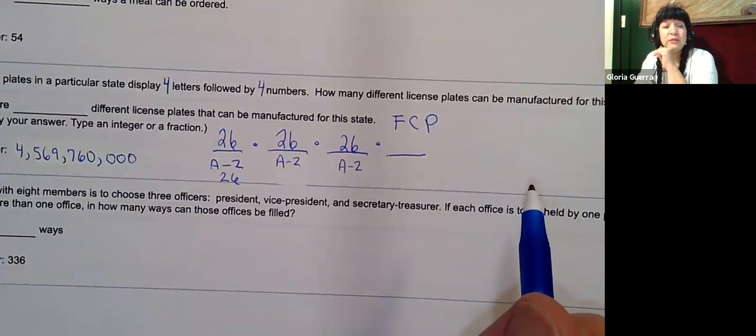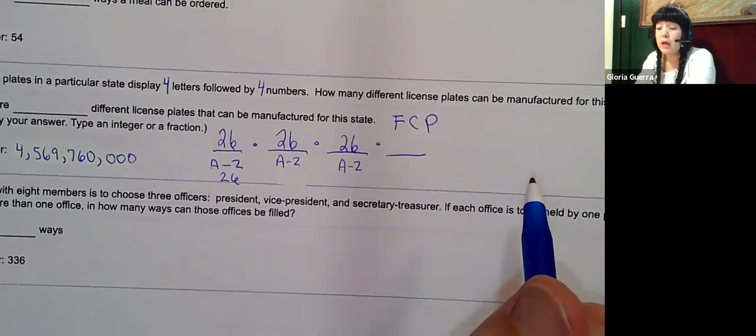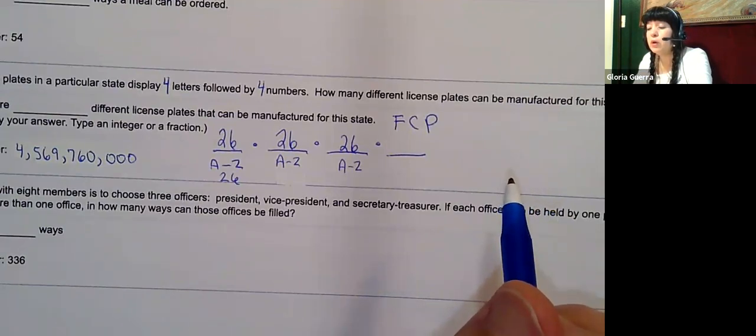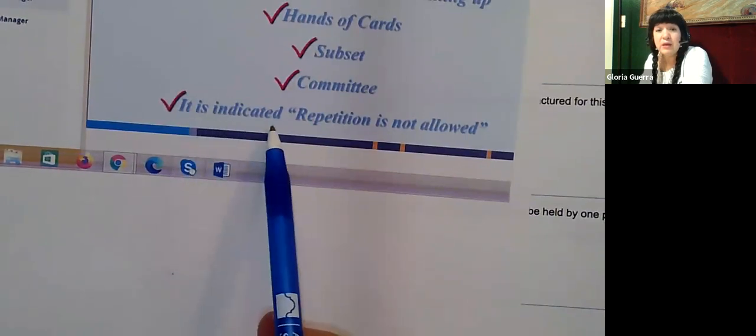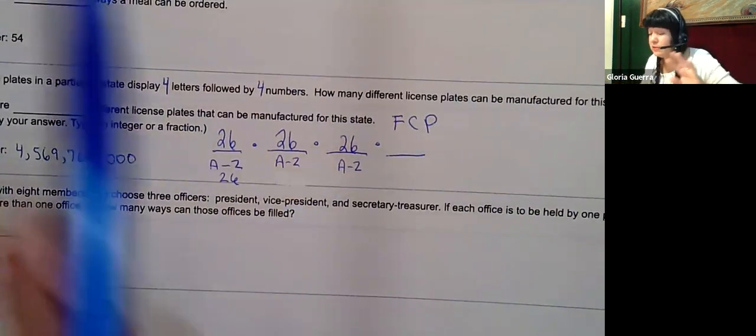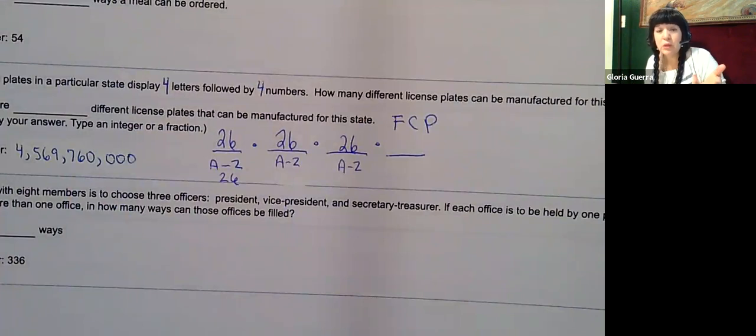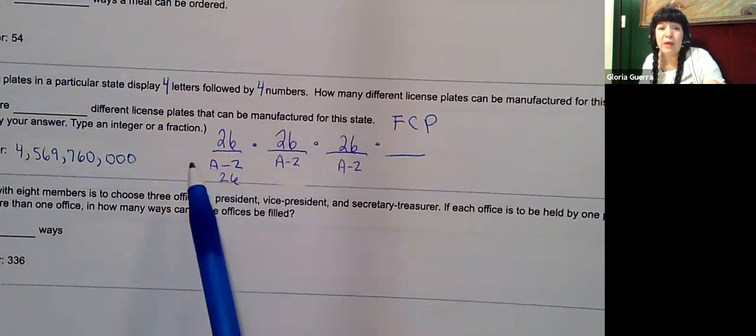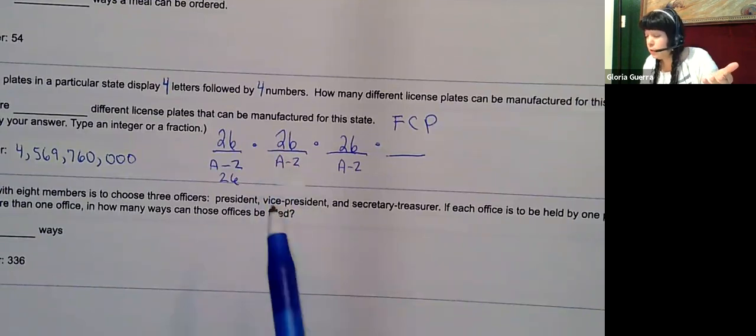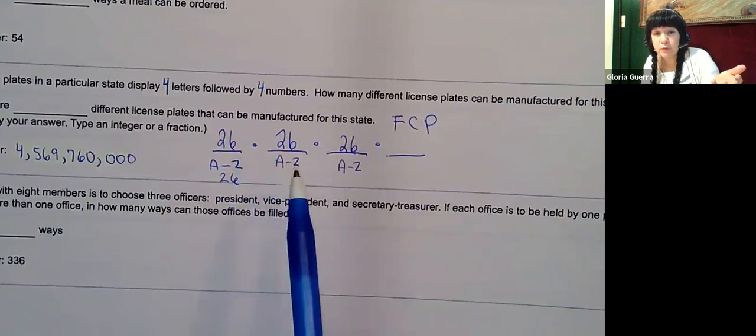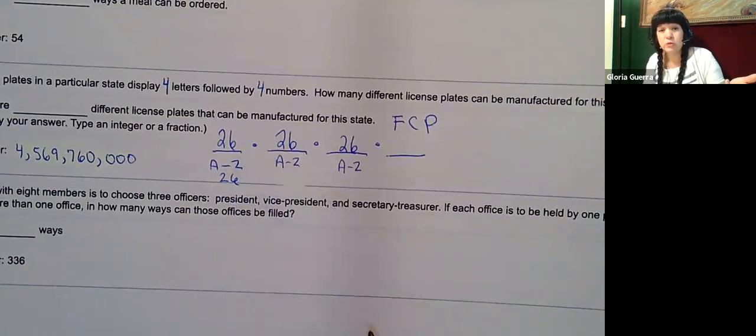It didn't say anything about repetition not allowed. See, it says if it's indicated, repetition is not allowed. So if it says that it's not allowed, then you assume that. But if it doesn't say anything about repetition, then you assume that you can have an A here and you can have an A here. As long as it doesn't say that, repetition is not allowed, you assume that you could have an A here, you can have another A here. So we're assuming repetition is already okay, it's allowed, since they didn't make that comment.